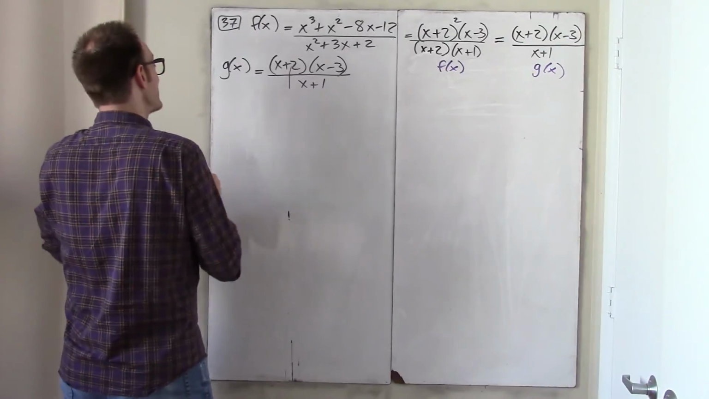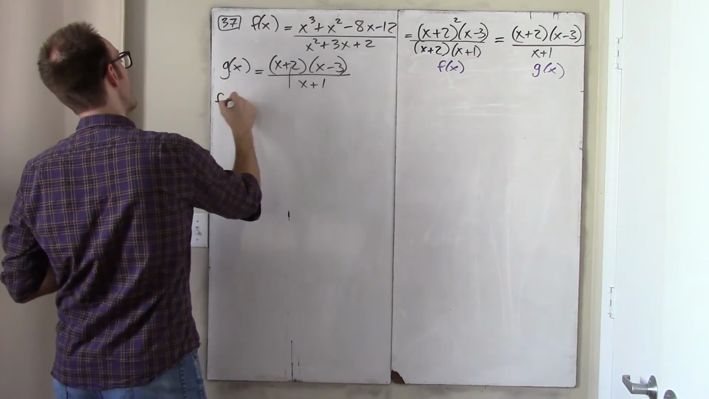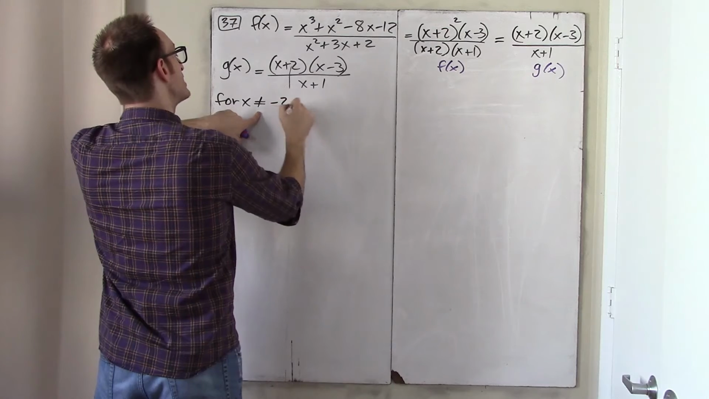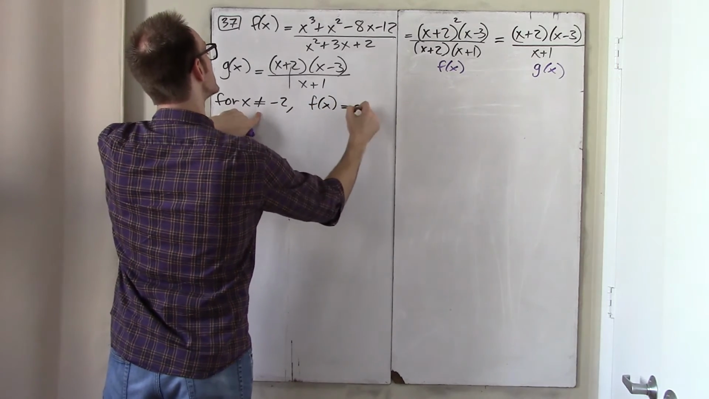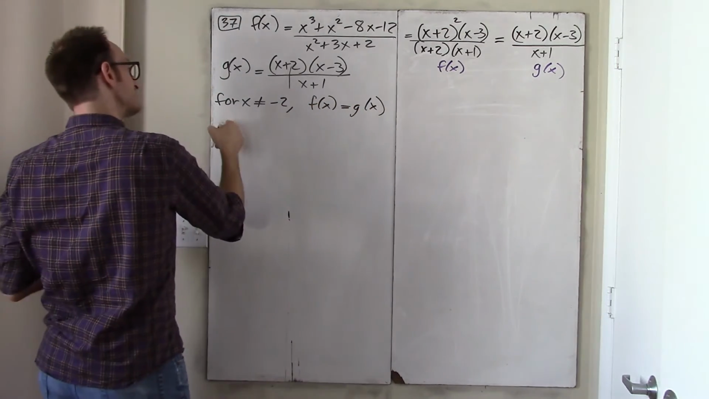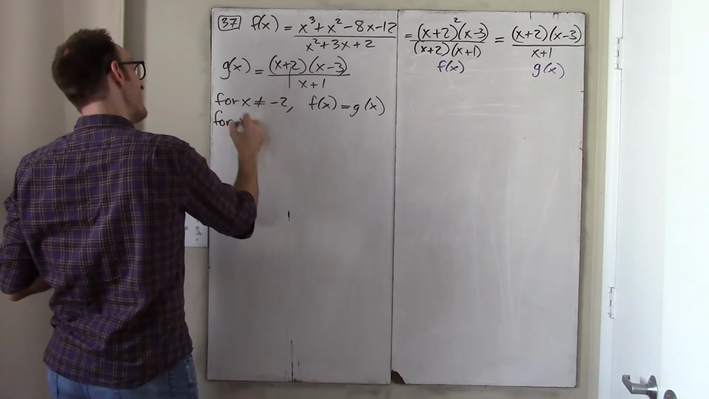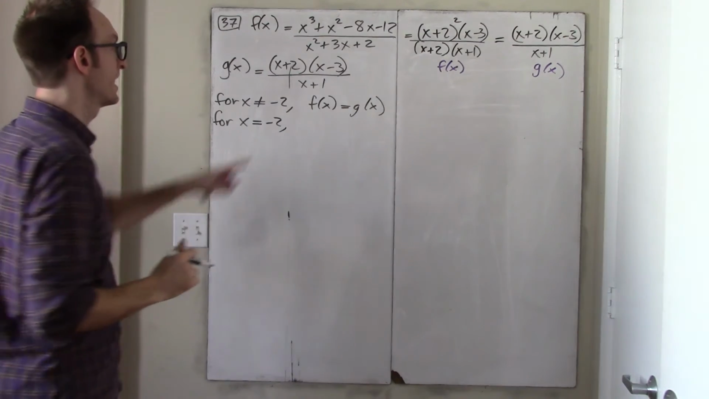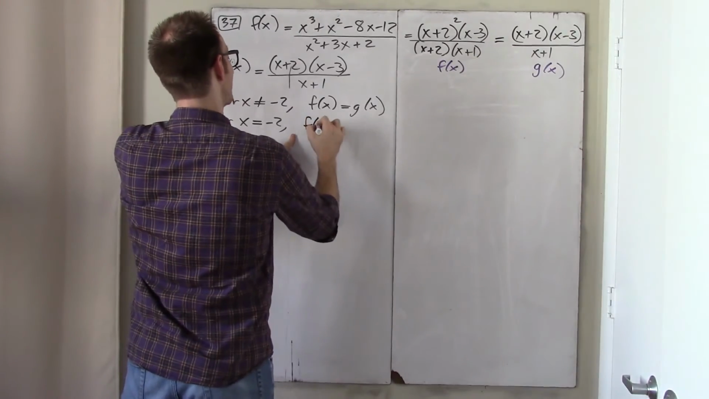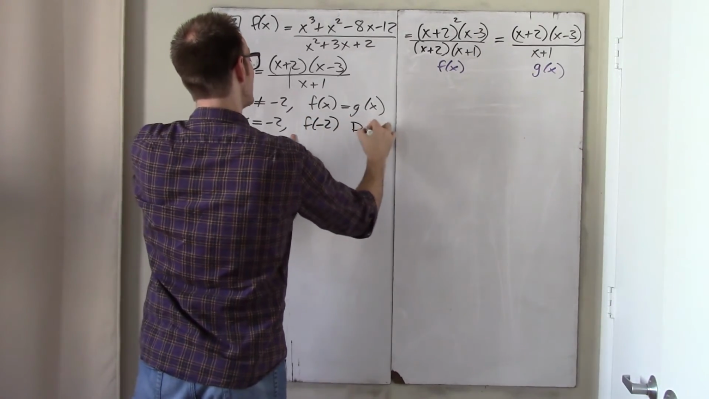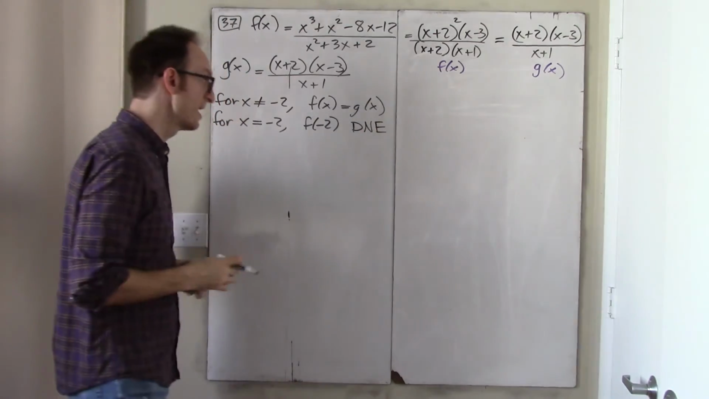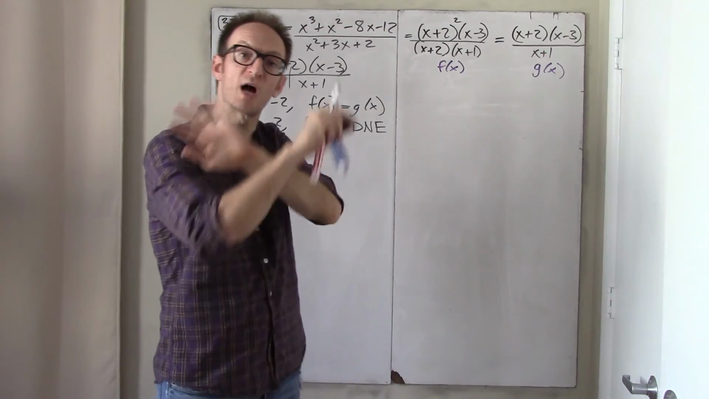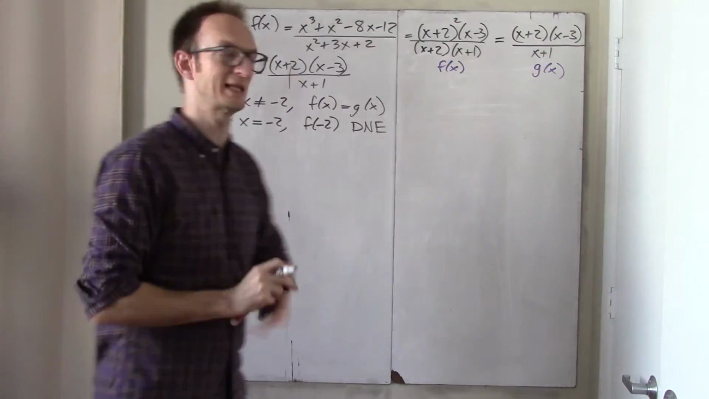So I'm even just going to write that down, right? For x not equal to -2, f of x equals g of x. And now for x equals -2, we need to be careful. What can I say about f of -2? Well, f of -2 does not exist, because when I try to plug -2 into f, I get 0 over 0. That's just undefined, and so the function doesn't live there.